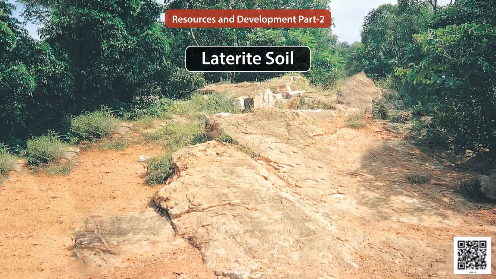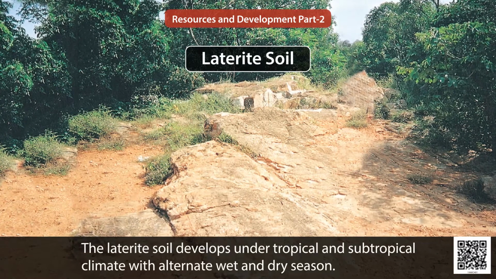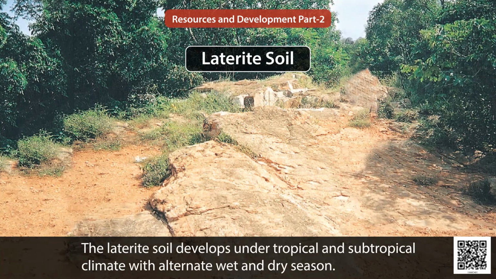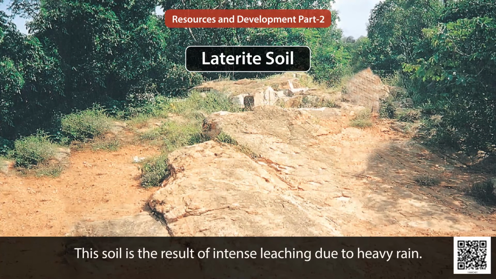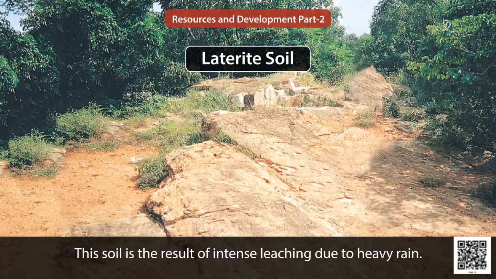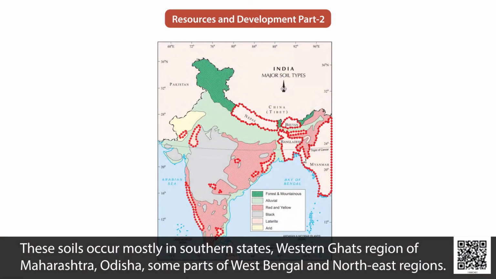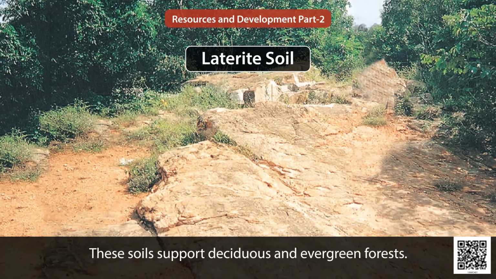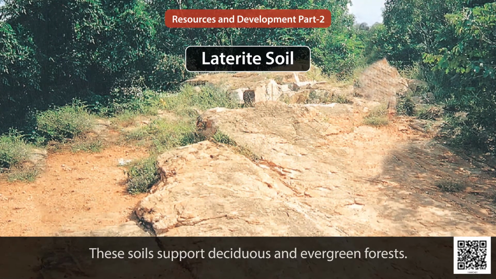Laterite soil. The laterite soil develops under tropical and subtropical climate with alternate wet and dry seasons. This soil is the result of intense leaching due to heavy rain. These soils occur mostly in the southern states, the Western Ghats region of Maharashtra, Odisha, some parts of West Bengal and the northeast regions, where these soils support deciduous and evergreen forests.